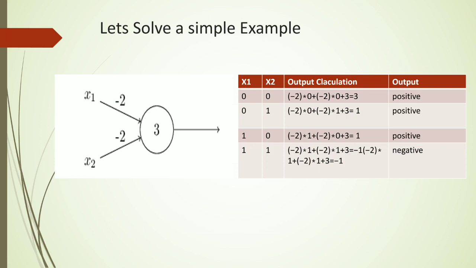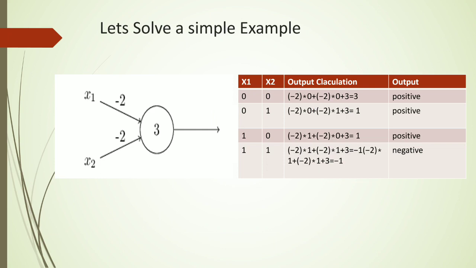Similarly, when the values are 0 and 1, it is minus 2 into 0 plus minus 2 into 1 plus 3, which is 1, again positive. In the third case, when x1 is 1 and x2 is 0, we see minus 2 into 1 plus minus 2 into 0 plus 3 equal to 1, which is positive.